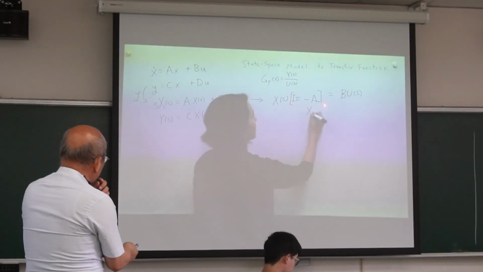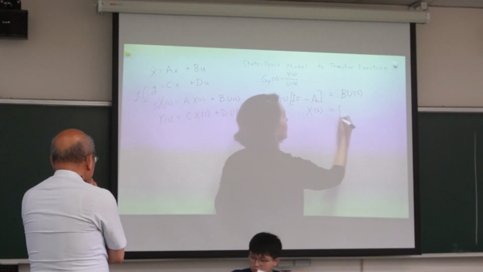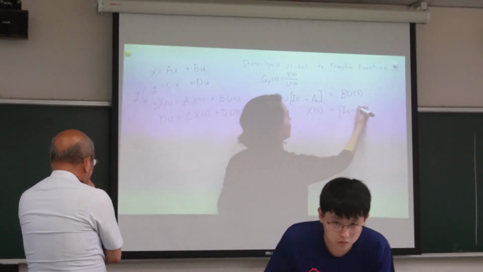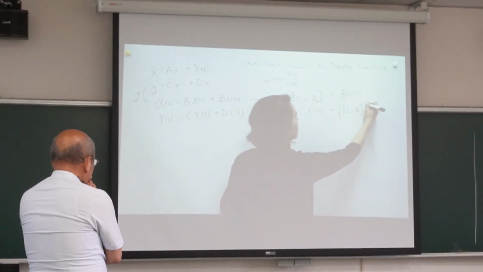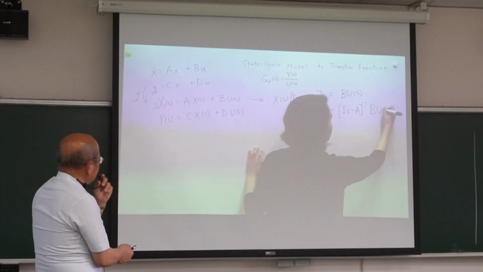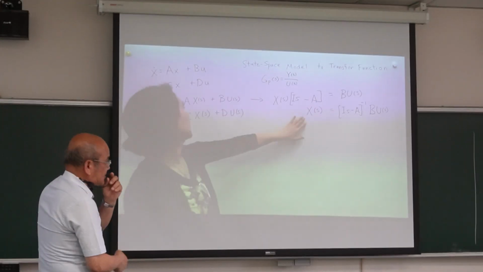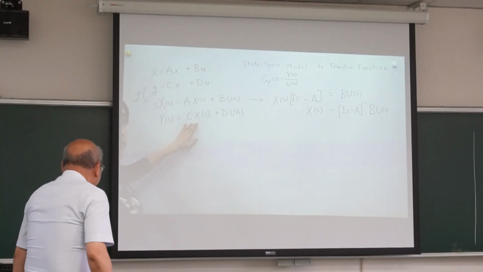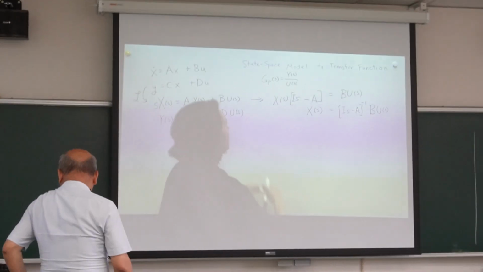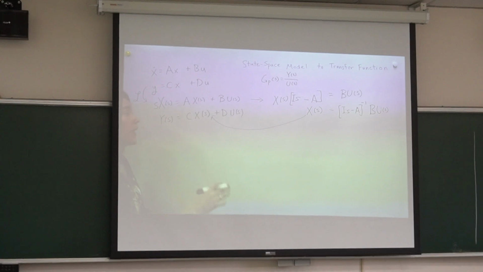Then you end up with X of s equals the inverse of (sI minus A), times B and U of s. So this is a relationship between u and the state X. Now we can use that and put it into this equation, replacing x there so that we can get rid of our x.